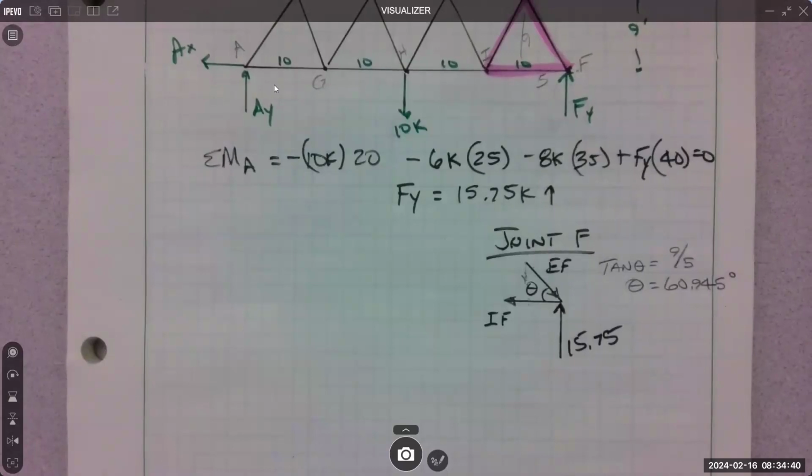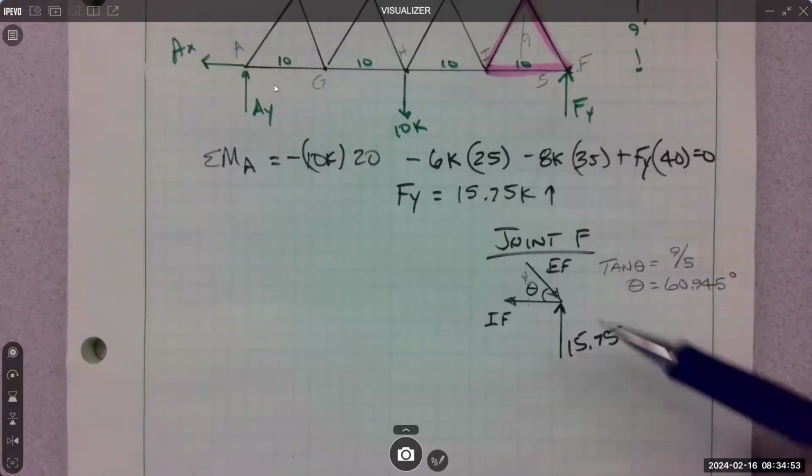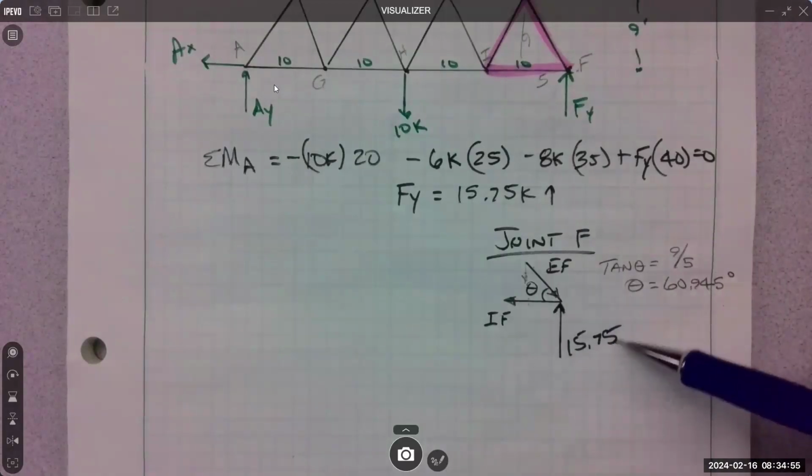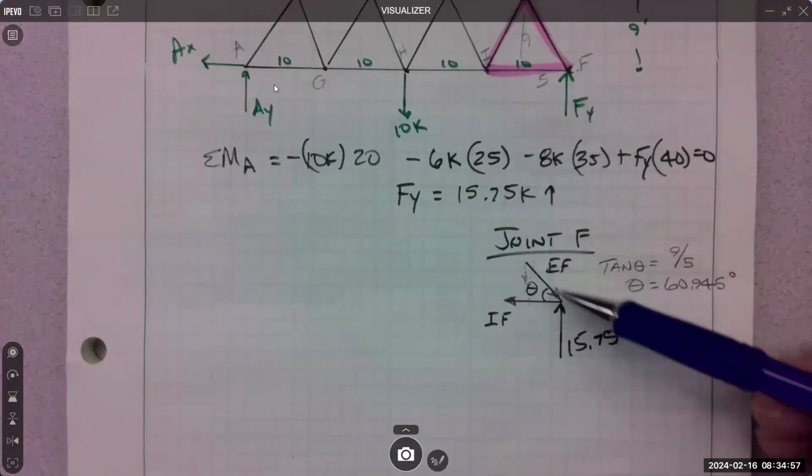So think through those directions if you can. Get those right. And then think through which one is all by itself, and it's that Y component all by itself. That's got to be 15.75. Therefore, we can find EF.